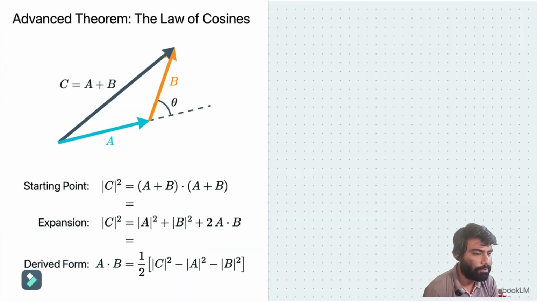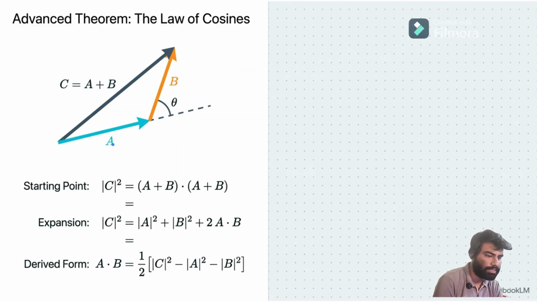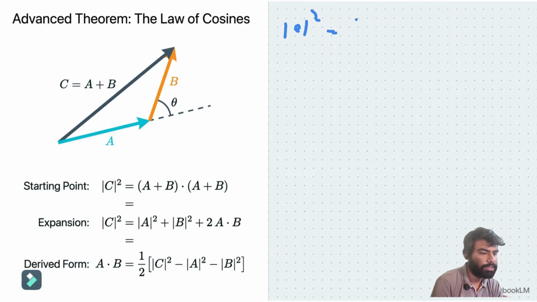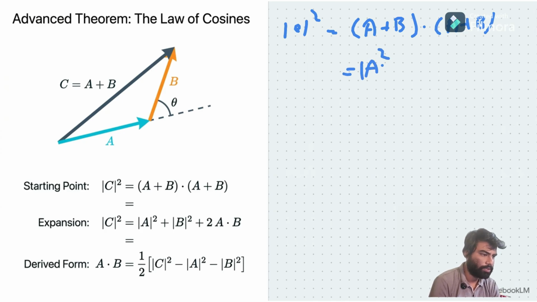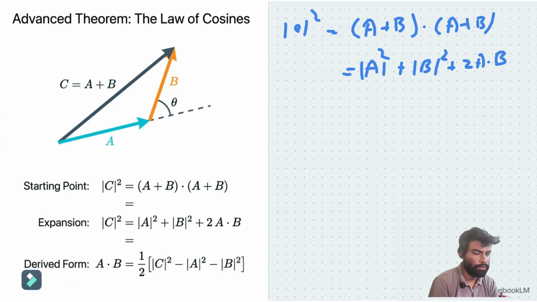Now another thing, some advanced cosine law theorem. By the triangle law, A plus B is C. Now we can find the square of C as well. What will be the square of C? That is A plus B dot A plus B. So that means A square plus B square plus 2 A dot B. Now you can find the relation of A dot B.